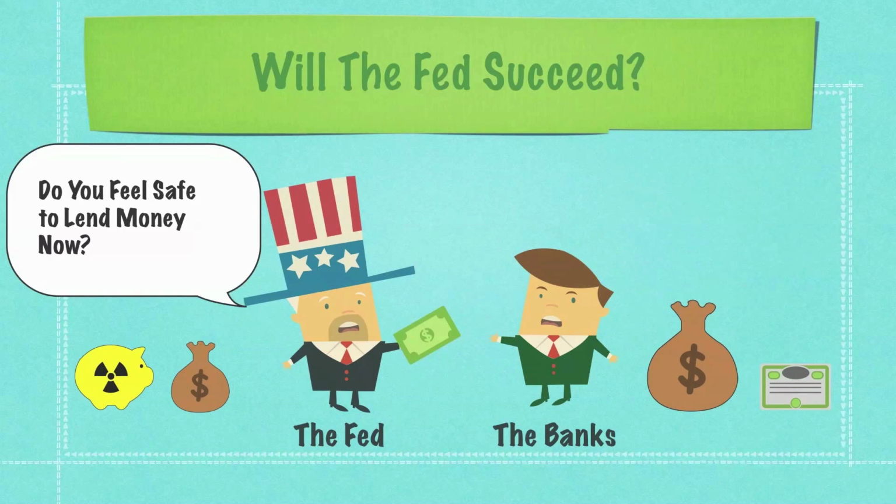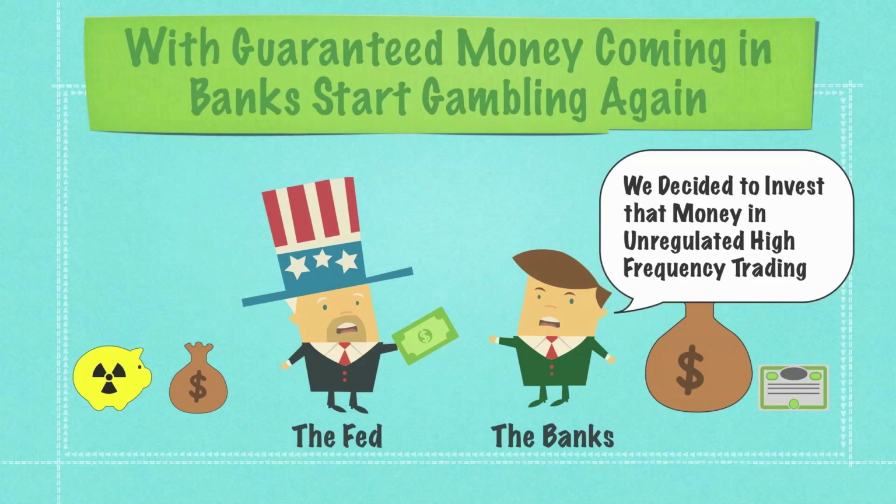The Fed then said to the banks, do you feel safe lending money now that we have provided all of this stimulus? In another turn, the banks decided to invest the money that the Fed provided to them not to stimulate the economy by providing loans to the general citizens and businesses in the United States, but instead to invest that money in unregulated high-frequency trading.